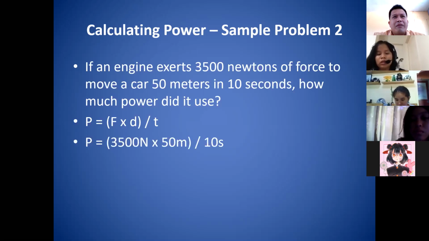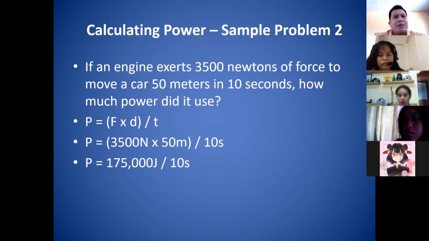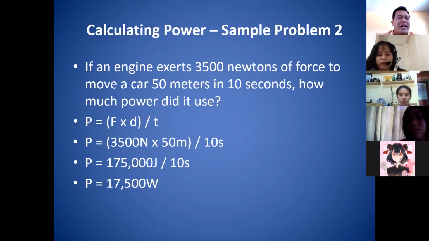So we have force, which is 3,500 newtons, times distance, which is 50 meters, divided by 10 seconds. So you'll get the answer 17,500 watts. Yes, correct. This is just a solution to the numerator first: 175,000 joules divided by 10 seconds. So the answer is correct. Was it Shania who mentioned it? 17,500 watts. So quite easy, right?